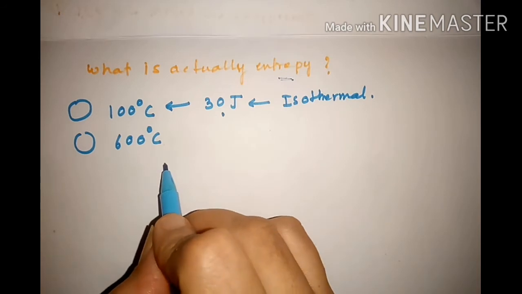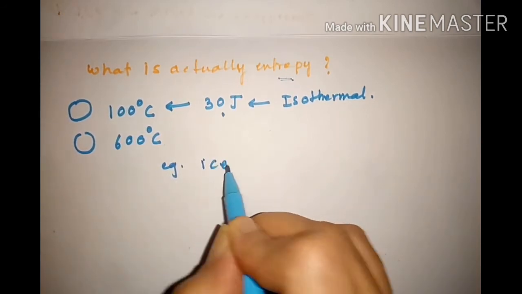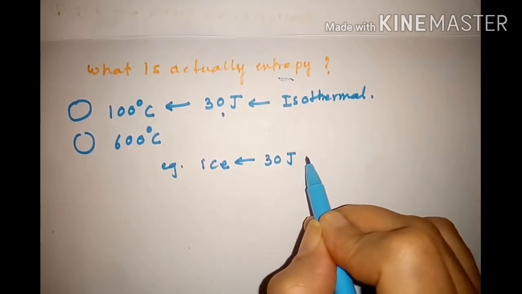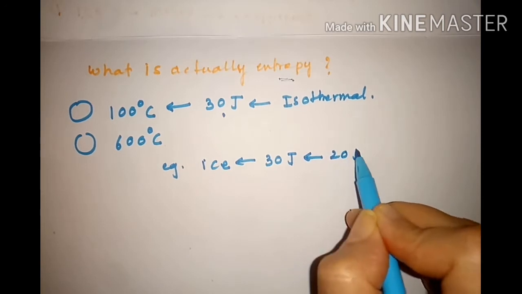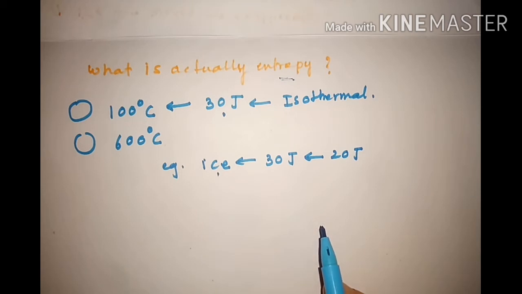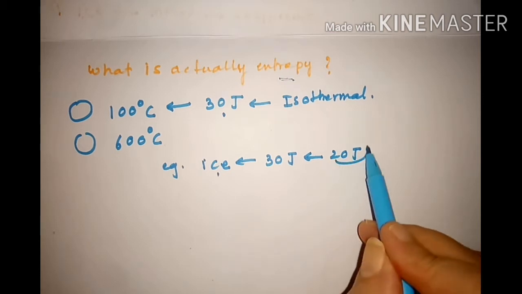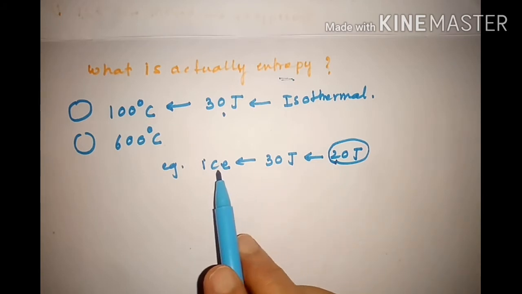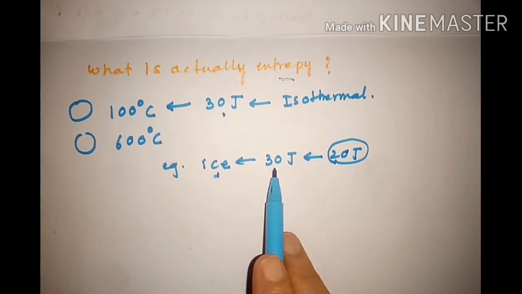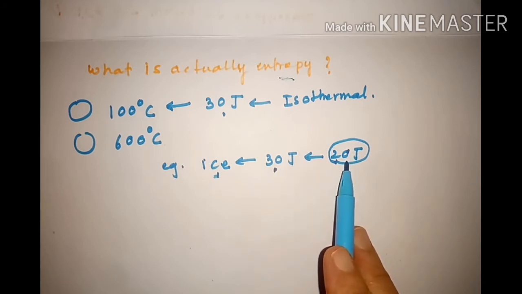For example, melting of ice. If you have supplied 30 joules of energy to this ice, and out of these 30 joules only 20 joules are utilized by this system, that is ice, the amount of heat supplied or released at this constant temperature and pressure is what we call the enthalpy. So this 20 joules is used to convert the ice into liquid form, though you are supplying 30 joules.